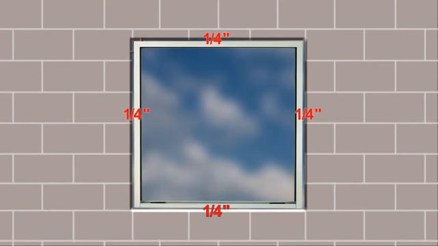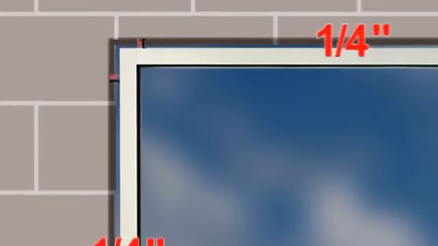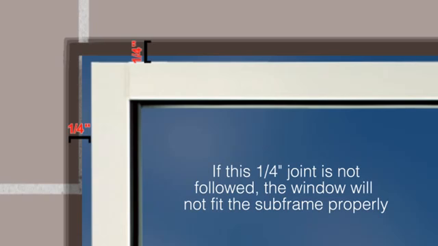Gherkin will downsize the subframe and the window so that there will be a 1/4 inch joint between the rough opening and the subframe on all 4 sides. If this 1/4 inch joint is not followed, the window will not fit the subframe properly.